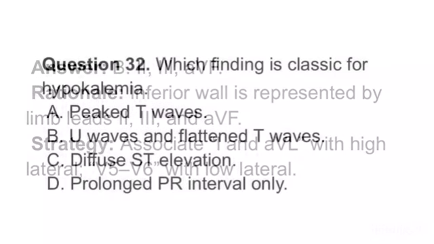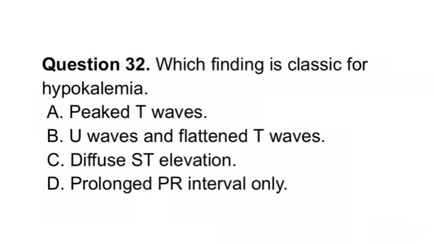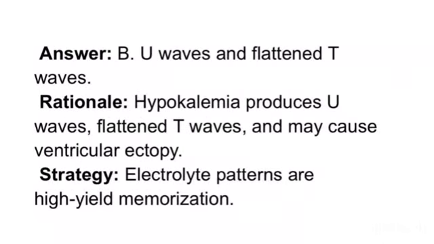Question 32. Which finding is classic for hypokalemia? A. Peaked T waves. B. U waves and flattened T waves. C. Diffuse ST elevation. D. Prolonged PR interval only. Answer: B. U waves and flattened T waves. Rationale: hypokalemia produces U waves, flattened T waves, and may cause ventricular ectopy. Strategy: electrolyte patterns are high-yield memorization.